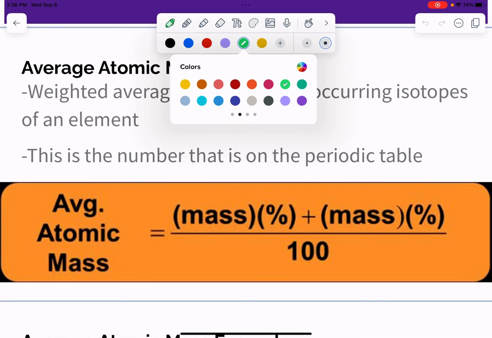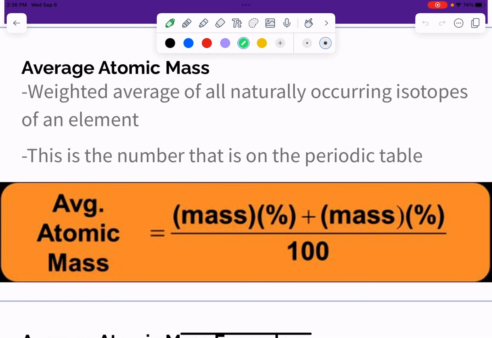Basically what you do is you take the mass of an isotope, so maybe isotope 1 here, and the percent of the atoms that are that isotope. You multiply those together, add the mass of the second isotope times the percentage of the time that isotope exists, and divide by 100. Now this can be done more times. So if there are 4 isotopes, you would do each section 4 times rather than just twice as shown here. But this is our basic equation.